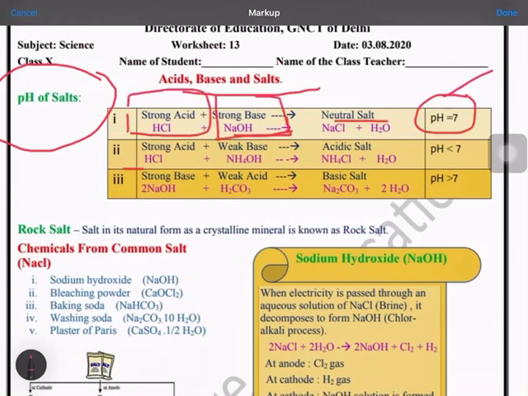Second case: we have a strong acid but a weak base, that is ammonium hydroxide. Here the strong acid is there. As we have read, if any reactant in the reaction is strong, then the pH will be on that reactant's side. So if we have a strong acid, the pH will be below 7, because the effect of the acid will be higher. So we will get an acidic salt, not a neutral salt. We will get ammonium chloride, and its pH will be below 7.